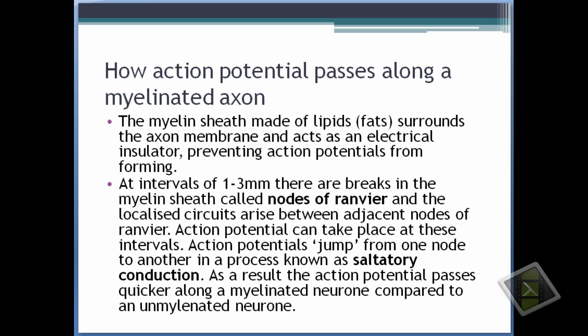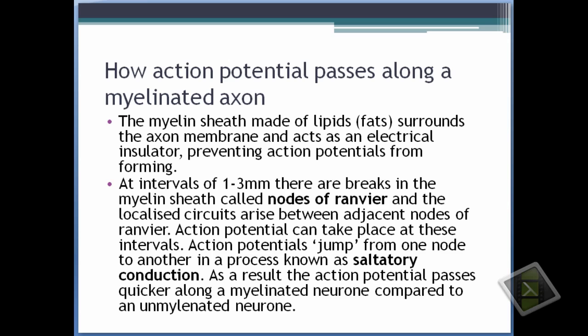So the myelin sheath surrounds the axon membrane and acts as an electrical insulator. So as we know, action potential is an electrical thing. So when you have a myelinated neuron, in the places where myelin sheath is covering the axon, action potential cannot take place. So what happens is there are small intervals, or breaks if you like, in the myelin sheath that are referred to as the nodes of Ranvier, and the localized circuits arise between the nodes of Ranvier.